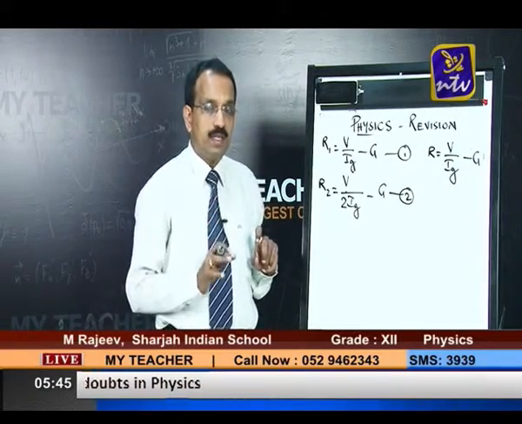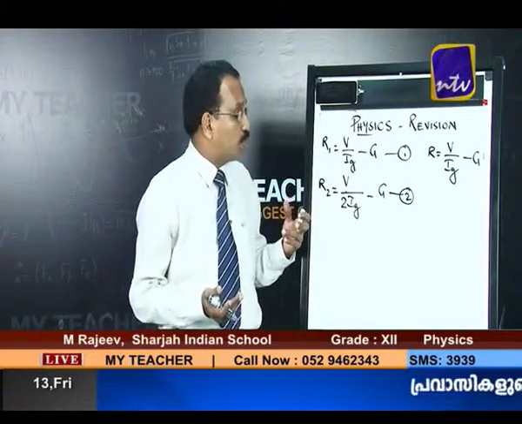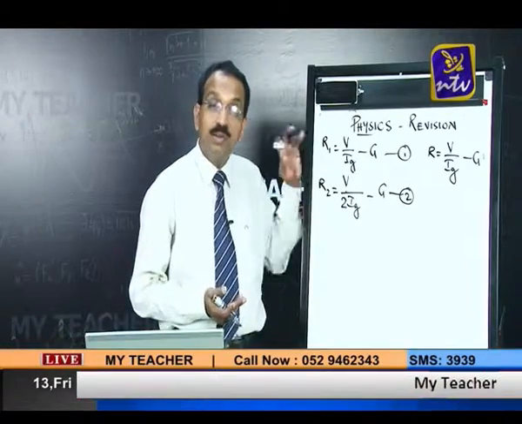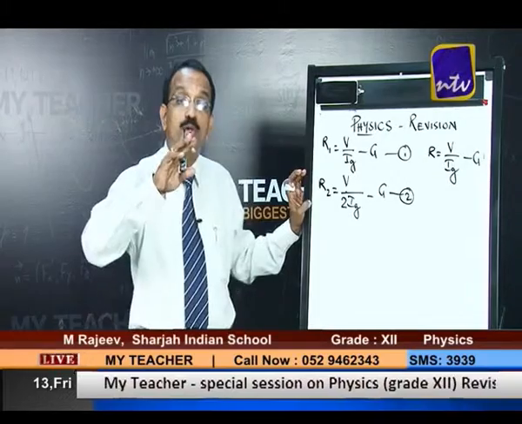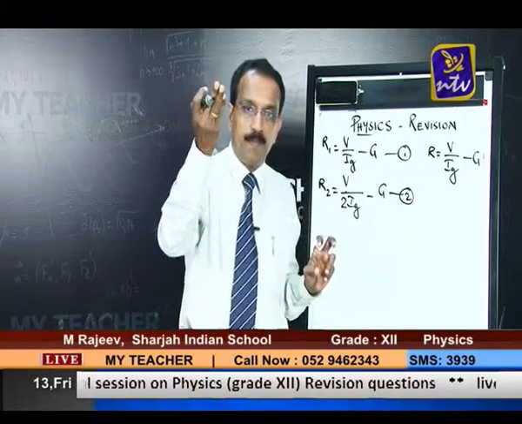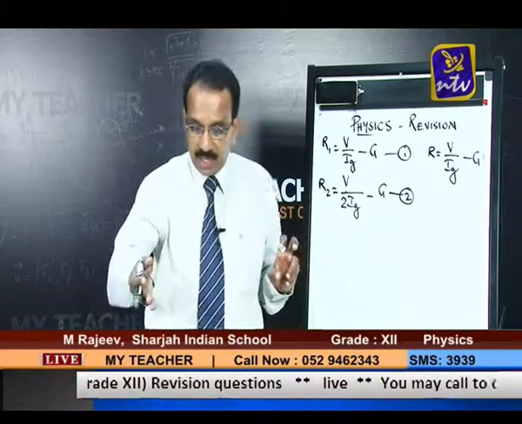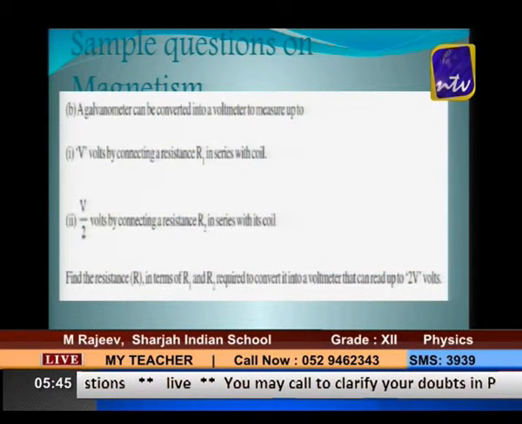Is that clear? What exactly we have to prove is we are going to get an equation for R in terms of R1 and R2. I know what is R. It is the resistance required for converting it up to a range of 2V volts. If the question is not clear, look at the question once again.